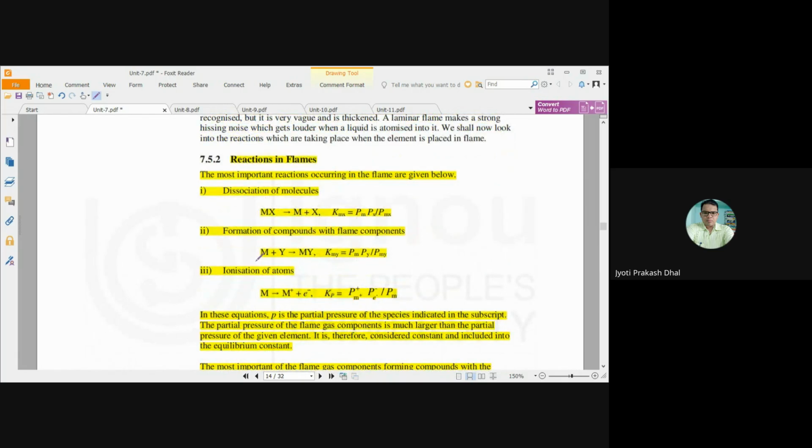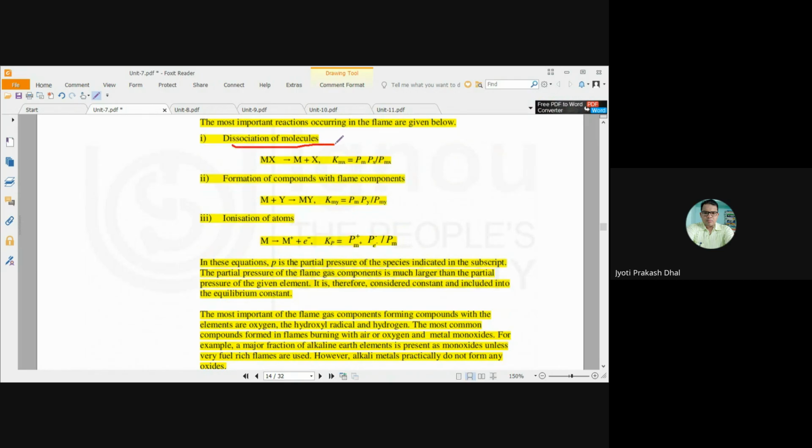Now the reactions in the flame. First, dissociation: the molecule will undergo dissociation into the isolated atom, and the rate of dissociation Kmx equals Pm into Px by Pmx. After that, formation of compounds with the flame components. So after dissociation of the molecules, the metal atoms will react with the flame component to form a compound, and after that ionization of the atom will take place. The atoms will interact with the hottest zone and undergo ionization to form M+ from M.